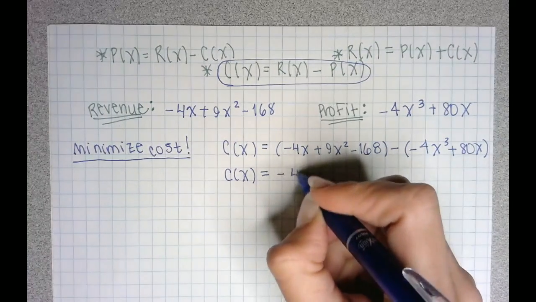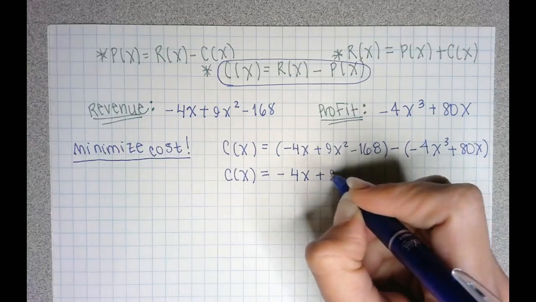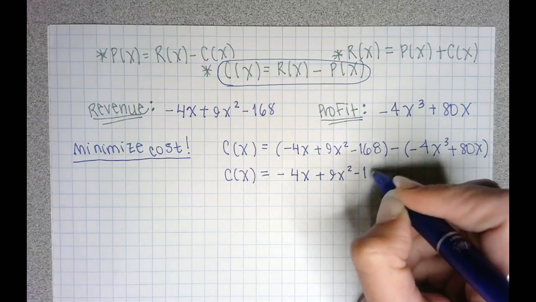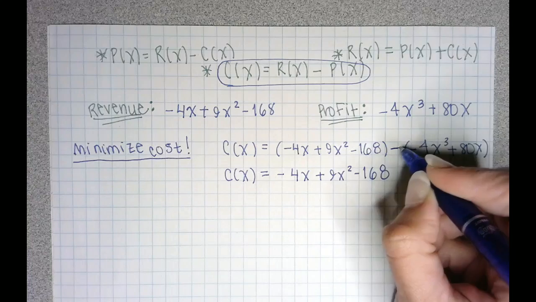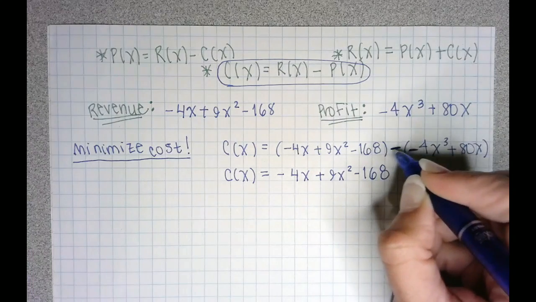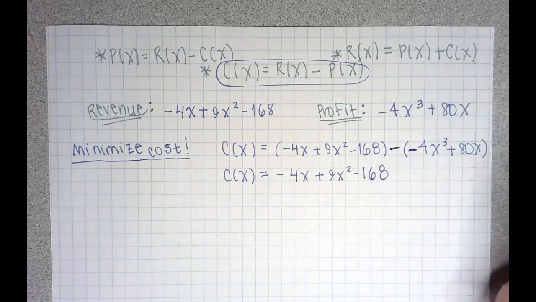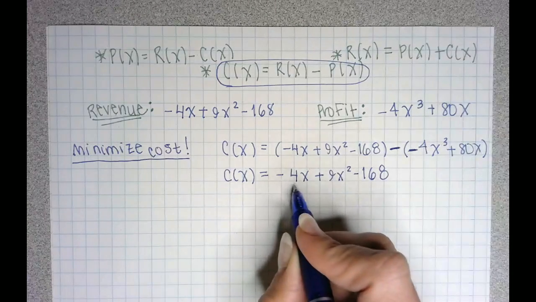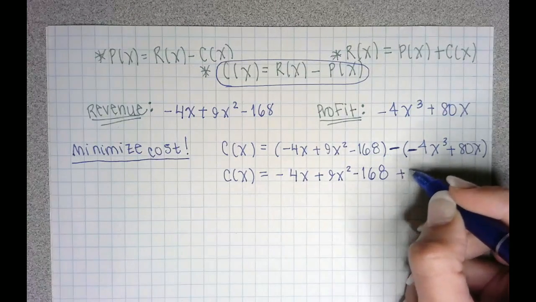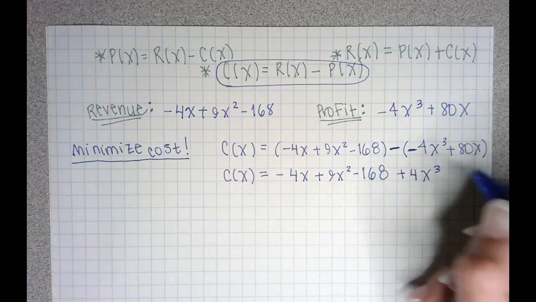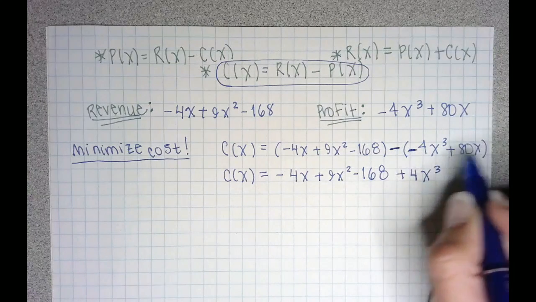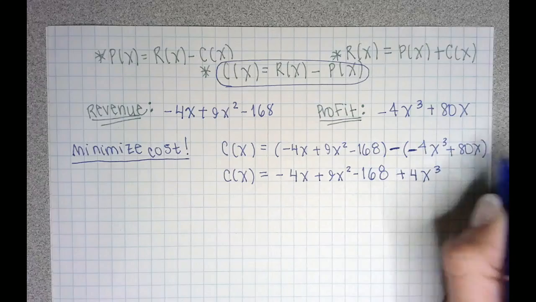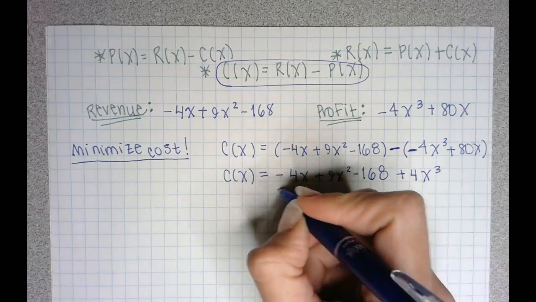So I'm going to open up my parentheses, negative 4x plus 9x squared minus 168. Now, minus negative, well, minus really means opposite, and the opposite of a negative is positive. So this becomes plus 4x cubed. There is no 4x cubed here, so I'm going to write it right there. These are just little things I do. Minus a positive 80x, well, it means the opposite of 80x, which is negative 80x. I'm going to write it underneath here.